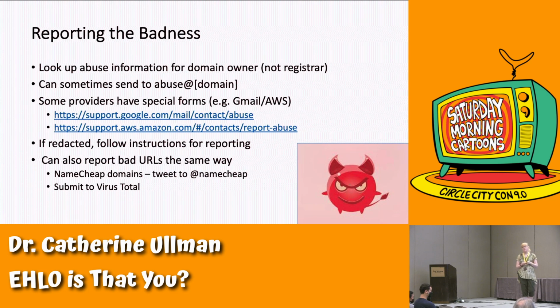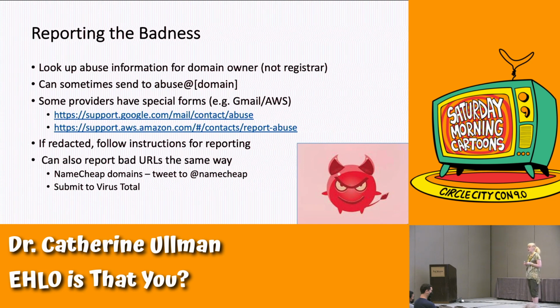Some providers have special forms. If there's something coming from Gmail that's badness, they have this abuse form that you can click on, and they want contact information from you. They want the email address that's being used, the full headers, the content of the message. So they want a bunch of stuff. I never hear anything back from Google, but I also very seldom see the same address used. It is whack-a-mole to a certain degree, but it does take them down. AWS has a similar abuse form that you have to fill out.